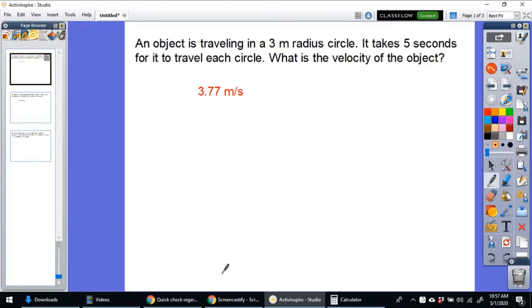Okay, so I'm going to quickly go over the answers to the quick check and how you do them if you don't know how to do them. All right, so this was the first one. 3.77 meters per second is the correct answer. Okay, so I'm going to go over how to do this if you don't know how to do this.